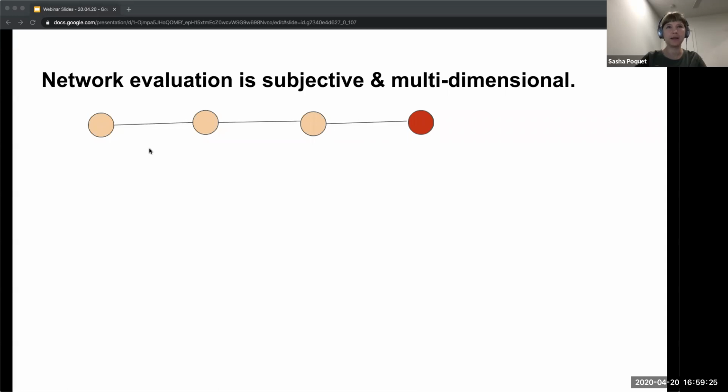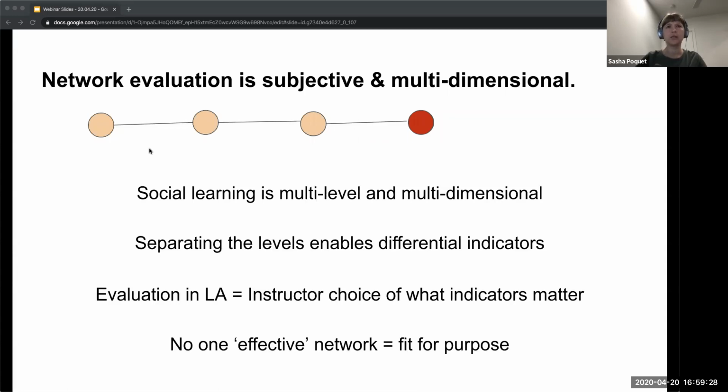I'd like to unpack it with this next slide: social learning as we know it is a multi-level, multidimensional phenomenon. Separating these levels requires looking at them through different indicators. There is no reason for us to think that one indicator is consistent with another and has to be high or good, if you like, effective at all levels, which means that we have to make choices as to what levels matter to the instructor and consequently what indicators matter to the instructor. So the evaluation of networks in learning analytics sits very much within what the instructor wanted from the course, and there is no one effective network fit for purpose.